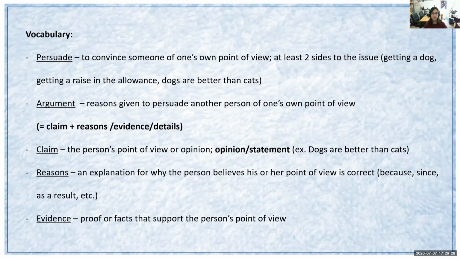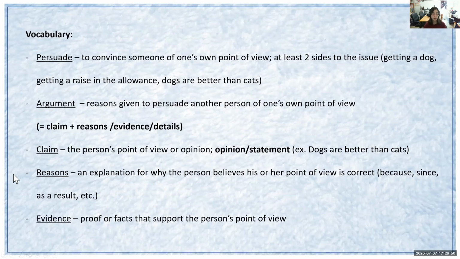An argument is made up of a few different components. Let's break those down. A claim is the person's point of view or opinion. Again, this can be either an opinion or a statement, such as dogs are better than cats, or conversely, cats are better than dogs. So the person is claiming one way over another.